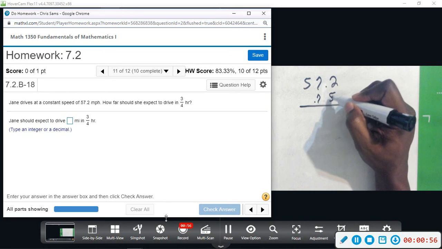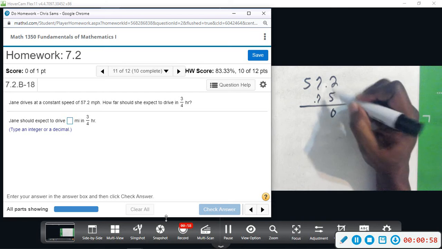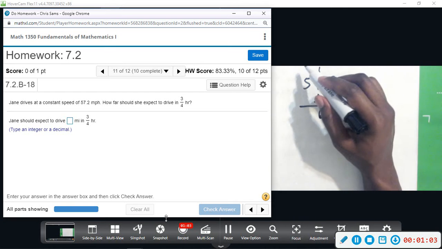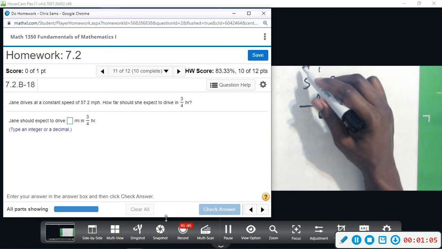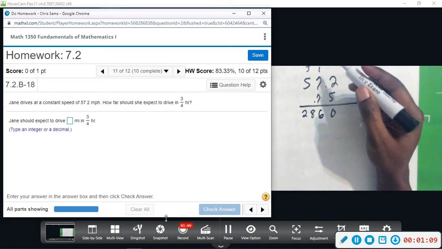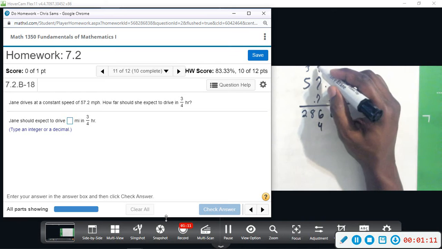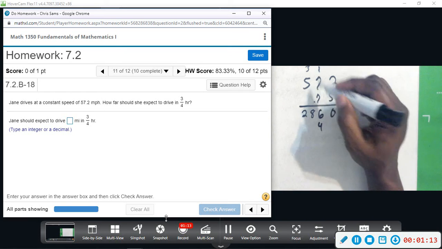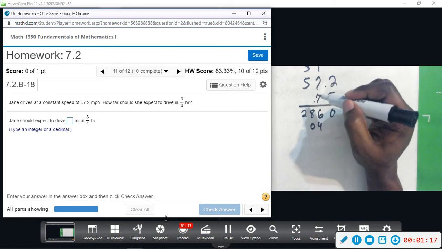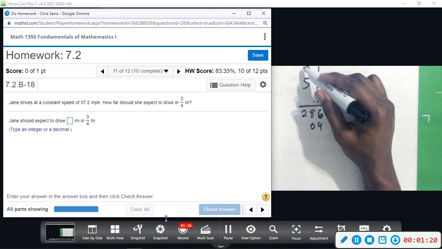So 5 times 2 is 10. 5 times 7, 35. Plus 1 is 36. 5 times 5 is 25. Plus 3 is 28. And then 7 times 2 is 14. 1, same thing. 7 times 7 is 49. Plus 1 is 50. This is a 5, 7, and 5. 35 plus 5 is 40.